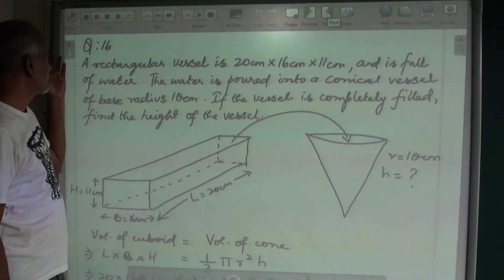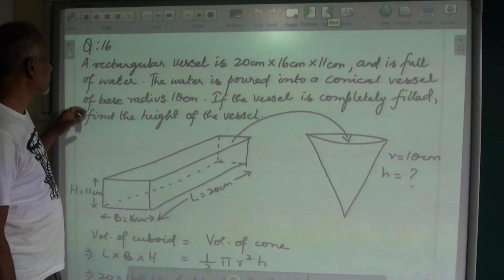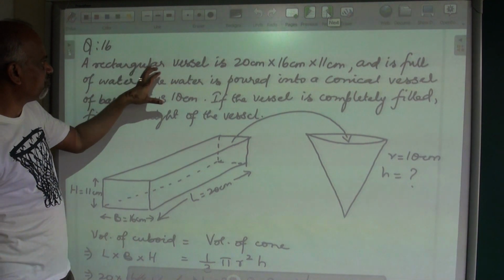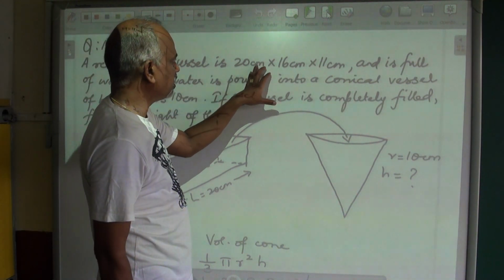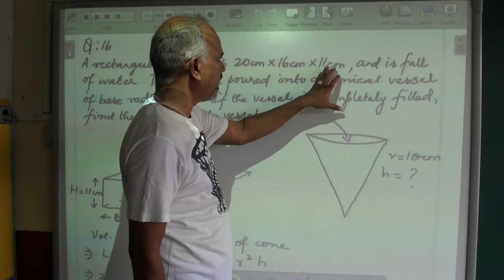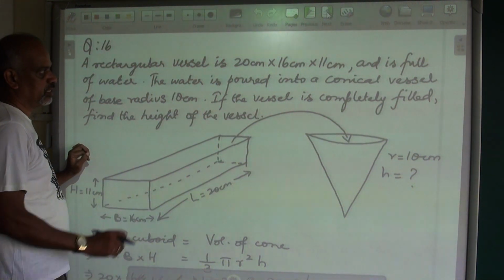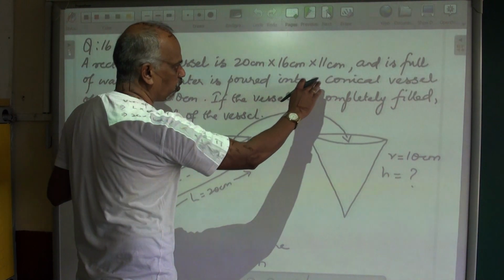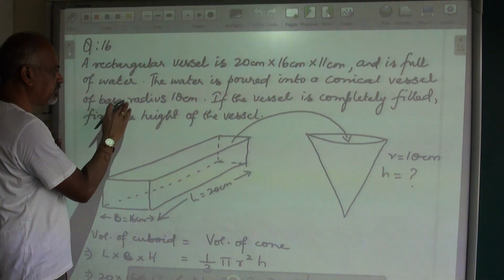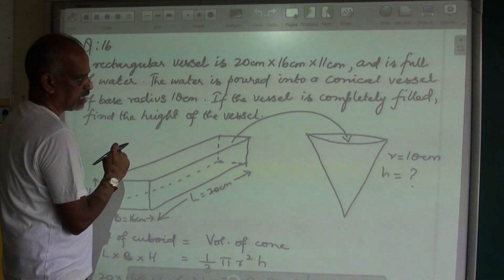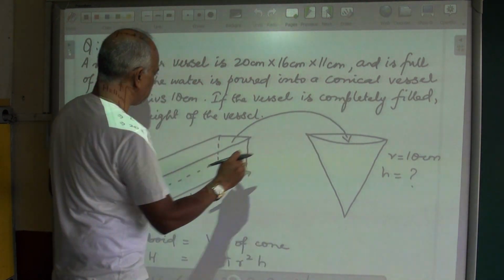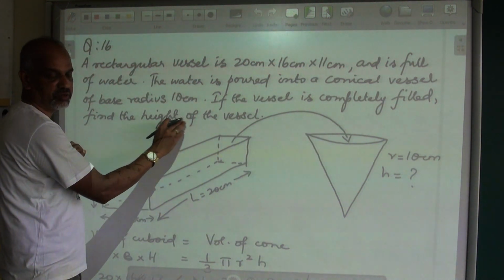The next question is question number 16. A rectangular vessel is 20 centimeter by 16 centimeter by 11 centimeter and is full of water. The water is poured into a conical vessel of base radius 10 centimeter. If the vessel is completely filled, find the height of the vessel.